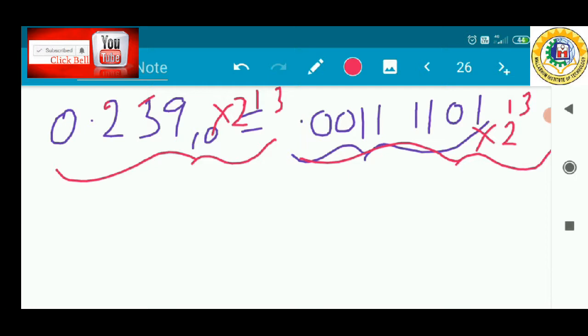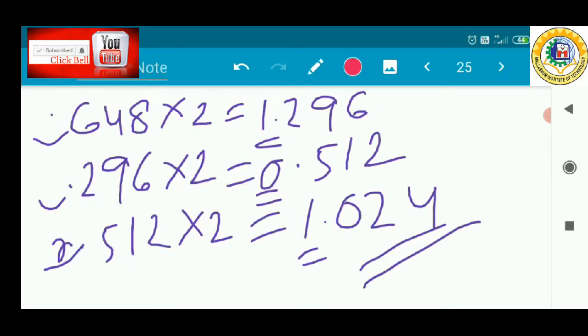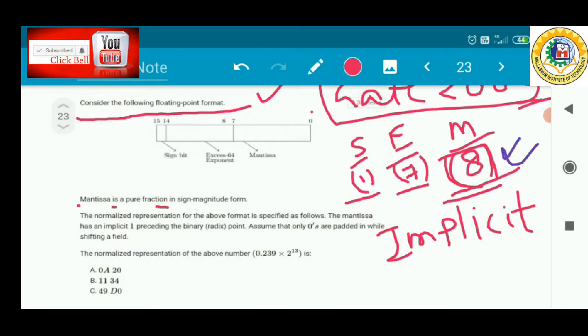In the case of the normalization number, it is mentioned in the question that during the alignment process, zeros will be padded while shifting. Zeros will be padded at the right hand side, as a result of mantissa alignment to the left. I am just reading out the question.